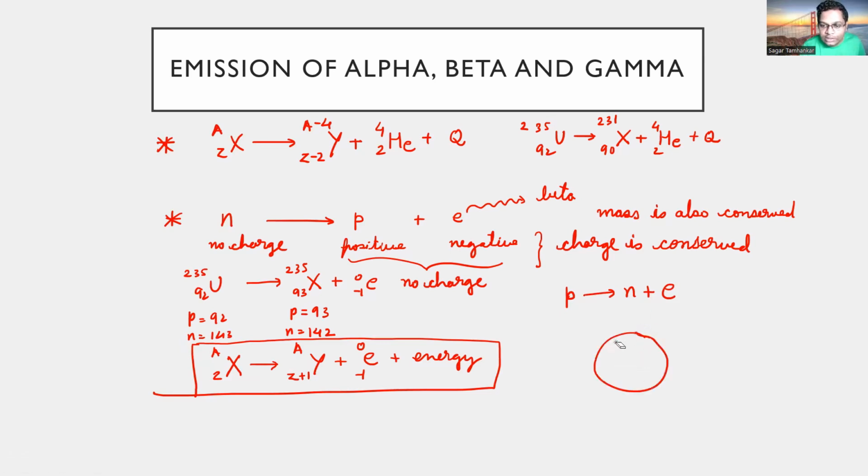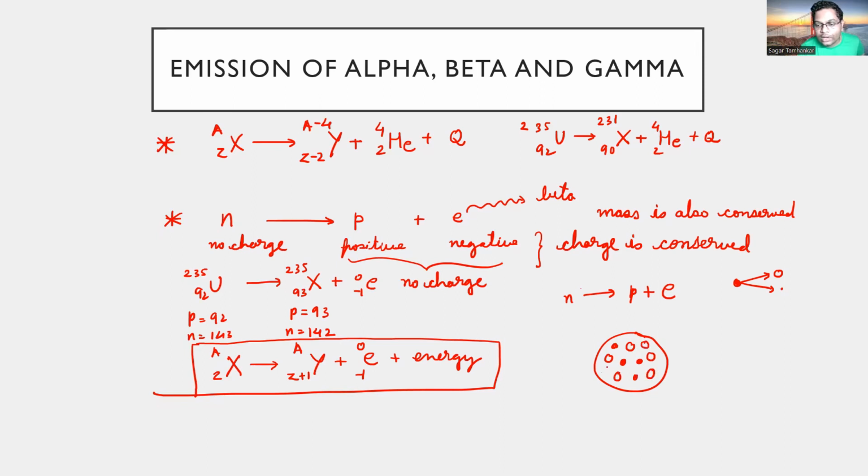Sir, is that possible? An electron from a nucleus? Yeah, that's what I'm saying. The electron is not inside the nucleus. Sorry, a neutron is turning itself into a proton and an electron. So basically, a neutron is turning itself into a proton and an electron. Do you get that?